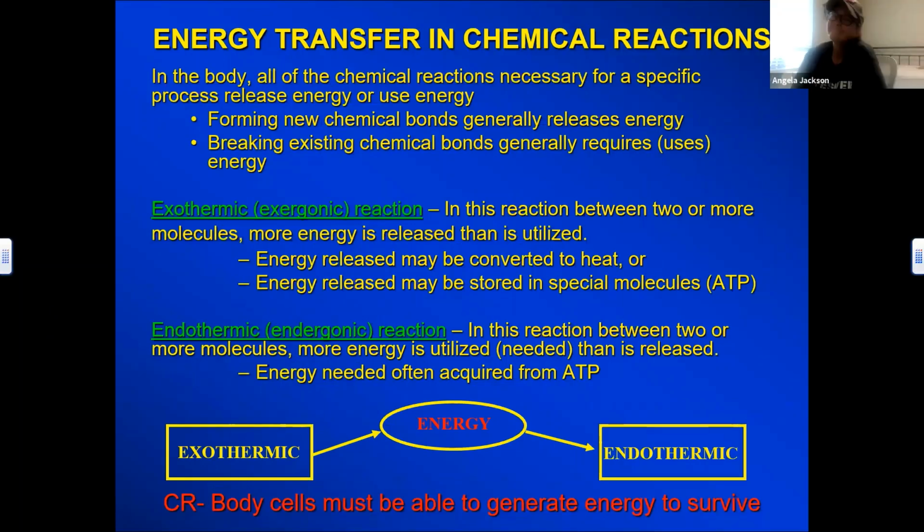And maybe this slide can help a little bit. Energy transfer. So look, anytime you form new chemical bonds, you will generally release energy. In order to break an existing bond, you will require energy. So when I bring 2 things together, most of the time I'm actually getting some energy. But again, it doesn't mean I've created new energy.